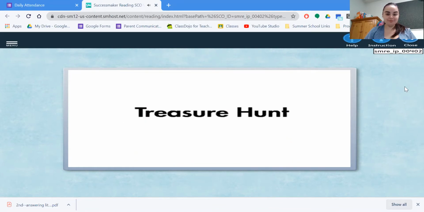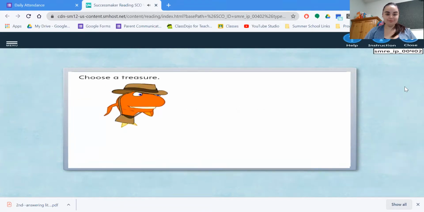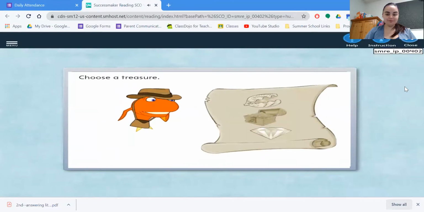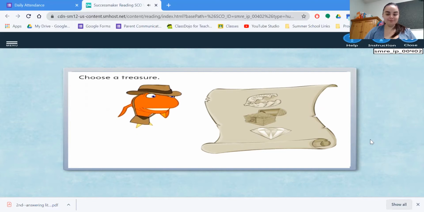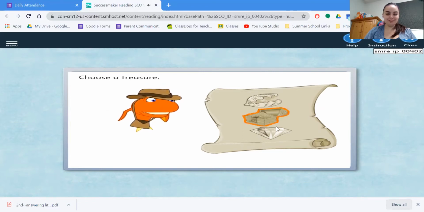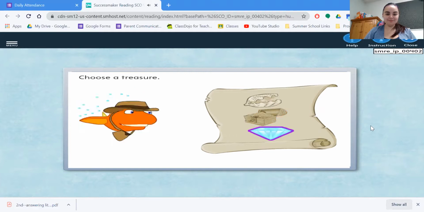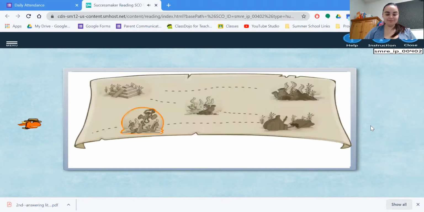Treasure hunt. Let's go on an underwater treasure hunt. Click a picture on the map to choose your treasure. To get to the treasure, you will answer questions to move past each spot on the map. Ready? Let's go.